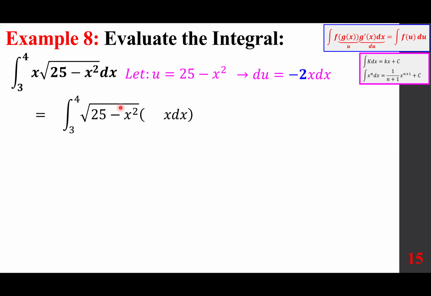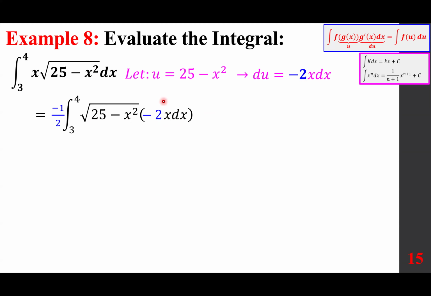We have square root of u here, but we don't have du. What is wrong? Nothing. Negative 2 is missing. You can solve for dx, or say, okay, negative 2 is a number, so plug in negative 2. If you plug in -2, you have to have its reciprocal -1/2 as well, because their product must be positive.